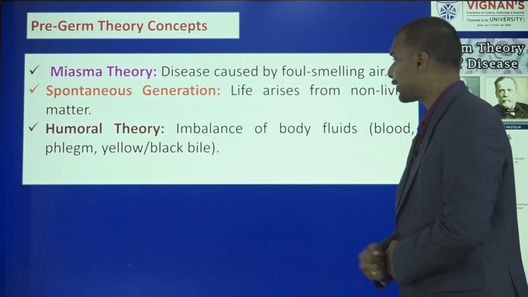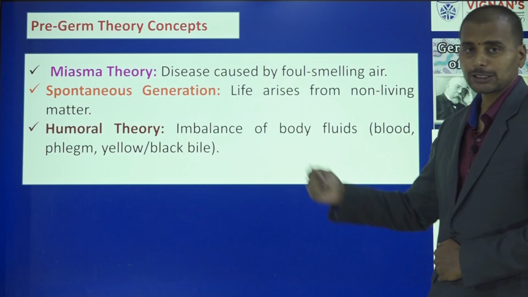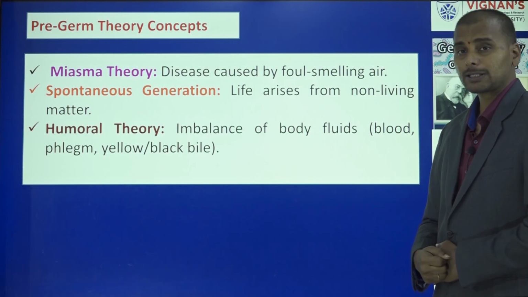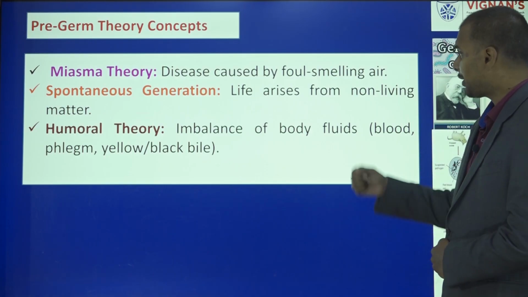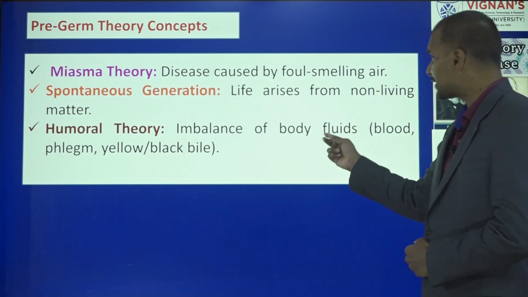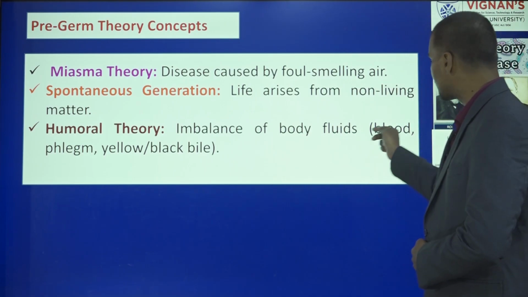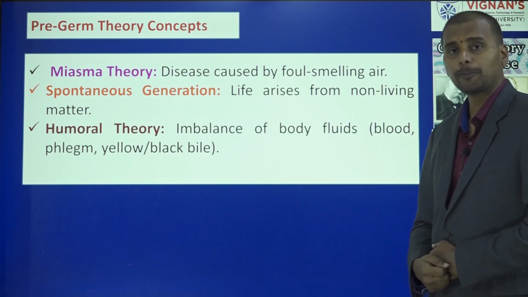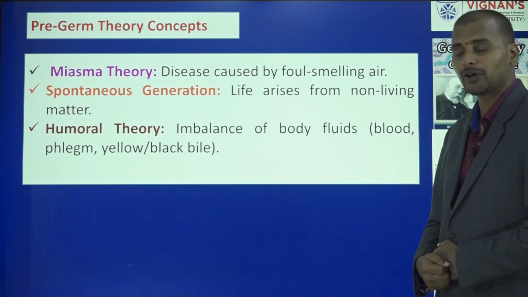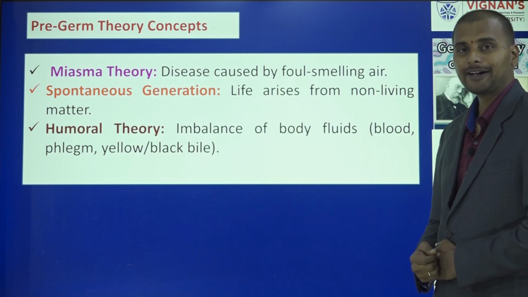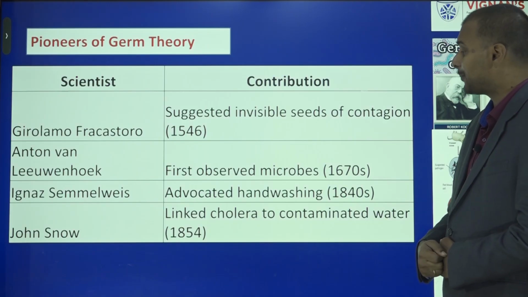And the next one is the humoral theory. It was proposed by Hippocrates and supported by Galen. According to this theory, the imbalance of the body fluids, such as blood, phlegm, yellow bile and black bile, is responsible for causing disease. Pioneers of the germ theory.